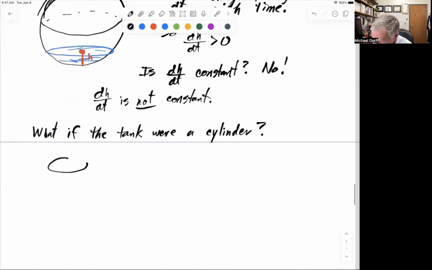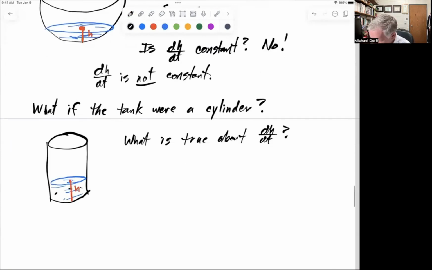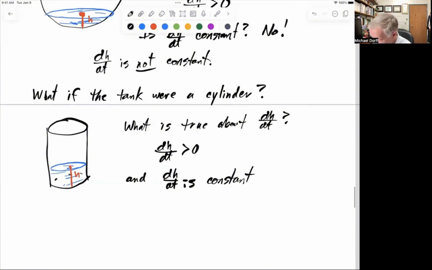So now the tank looks like this, and you've got the water in there, and you've got a height. So what is true about dh/dt? Well, dh/dt is again positive because we're adding water in at a constant rate, and dh/dt is constant because the width of the cylinder is not changing. It's going straight up, so that they're both the same.